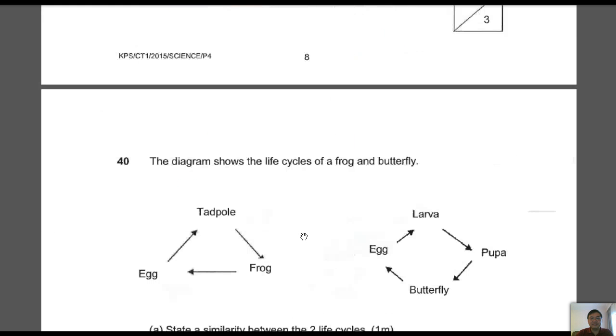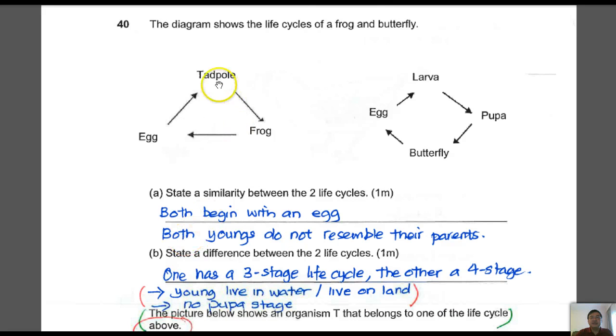Next, 3-stage life cycle: tadpole, frog, egg, and this is butterfly. Pupa becomes butterfly, lays an egg, and back to larva again. All right, 2 cycles, 4-stage and 3-stage over here. State the similarity in the 2 life cycles. Both begin with an egg, one of the answers, and both young do not look like their parents. This is knowledge which you can just answer easily.